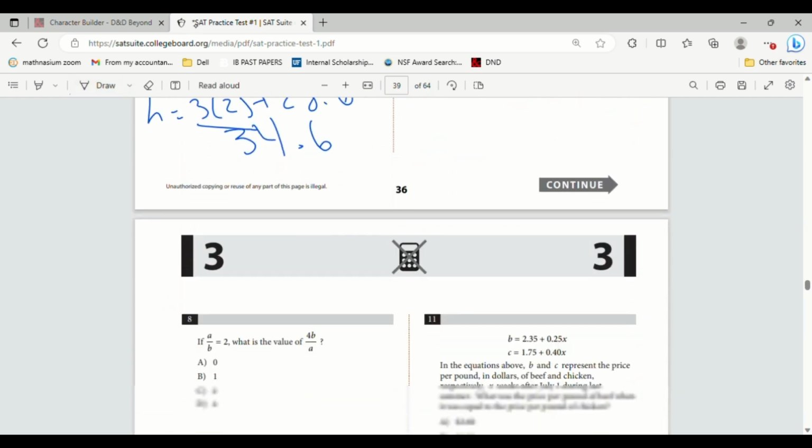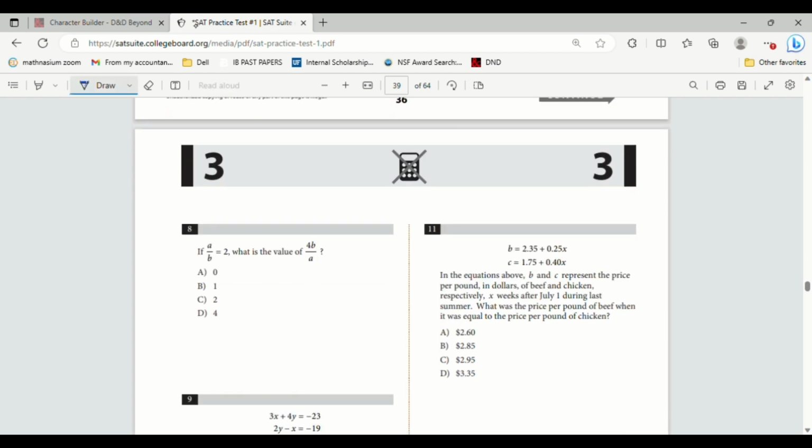Now number 8. If A over B equals 2, what is the value of 4B over A? And so we're given an equation, so I'm going to write it out. A over B equals 2. But the question wants the value of 4B over A, and we're given A over B.